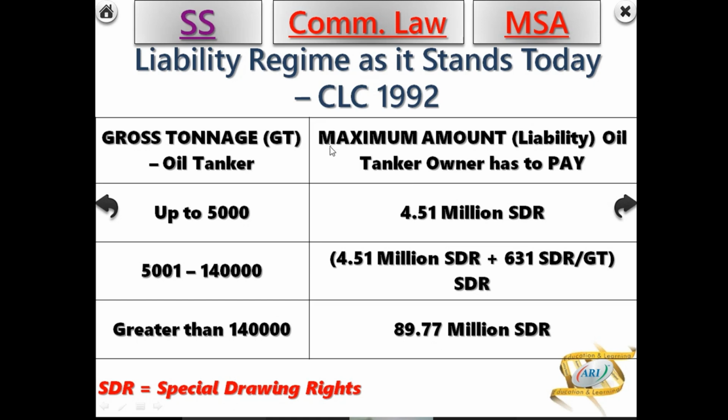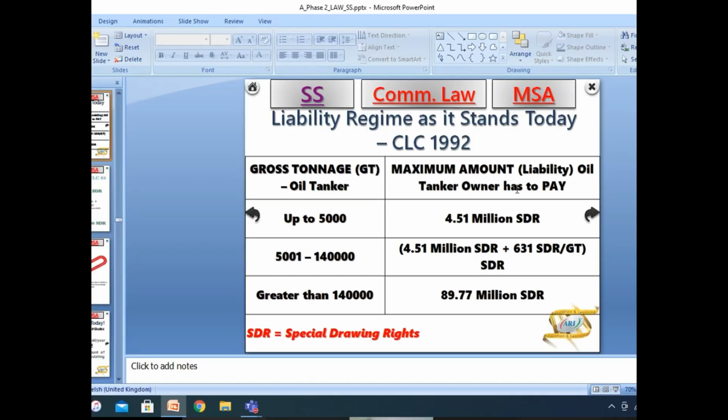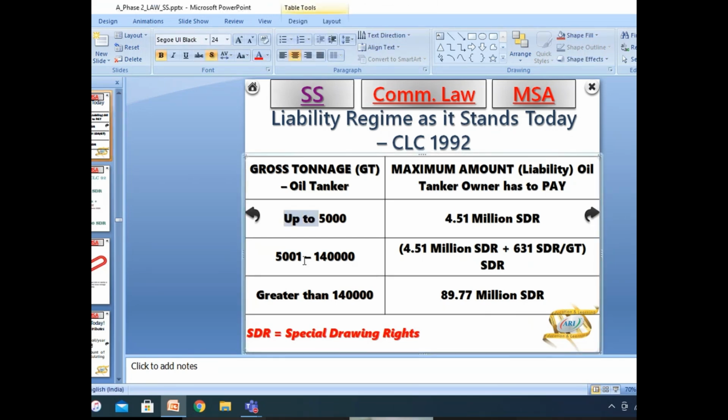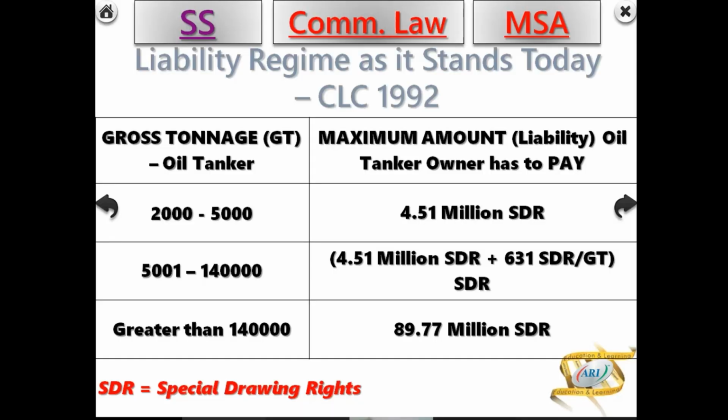So, what is the maximum amount the oil tanker owner has to pay? I'll not say up to, it should be 2,000 to 5,000. Why? Because this whole oil pollution compensation mechanism is applicable to crude oil tankers of 2,000 gross tons and above. So, from 2,000 to 5,000, he pays a maximum of 4.51 million SDR. From 5,001 to 140,000, 4.51 million SDR plus 631 SDR per gross ton above 5,000. And greater than 140,000 gross tons, the crude oil tanker owner pays a maximum of 89.77 million SDR.